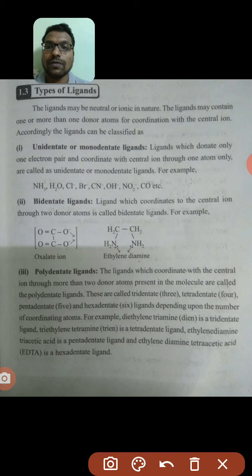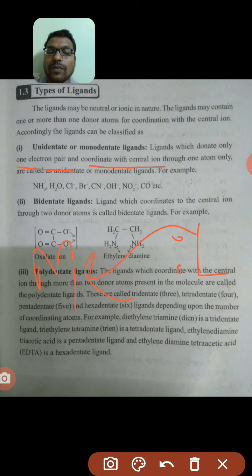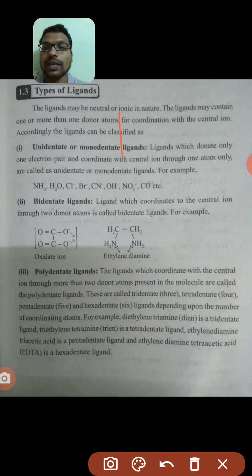Okay, so first we'll go for uni or monodentate ligand. It will donate only one electron pair to coordinate with the central metal ion. So that's why we call it unidentate ligand. Donating only one electron pair to the central metal ion. That's why we call it uni or monodentate ligand. The best example you can take here is NH3. NH3 is nothing but amine, donating one electron pair to the central metal atom.